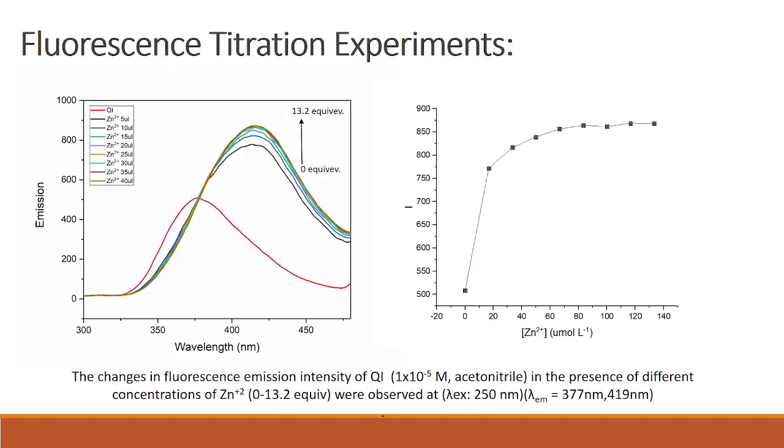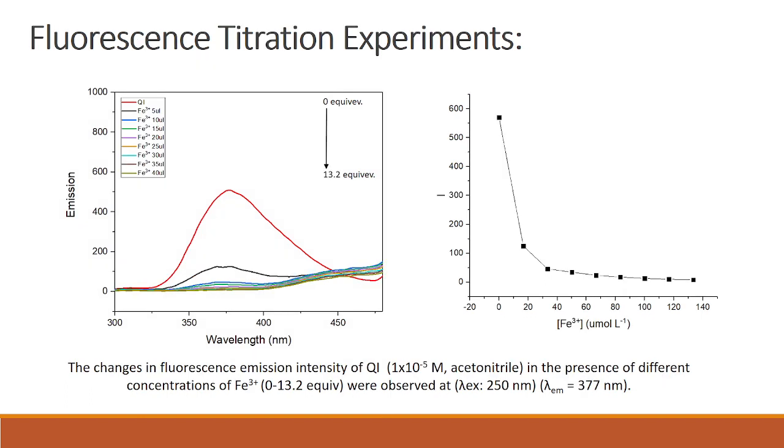In order to understand the binding properties of the Qi ligand with these different metal ions, fluorescence titration experiments of the Qi ligand with zinc and iron were performed. The fluorescence intensity of Qi increased with the increasing concentrations of zinc added from 0 to 13.2 equivalents, and further addition of zinc did not induce an obvious increase in the fluorescence intensity of the sensor. And a nearly linear relationship is obtained between the fluorescence intensity and the concentration of zinc.